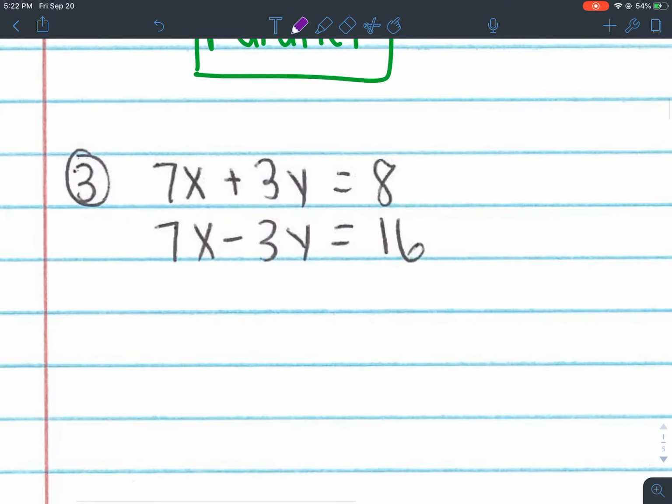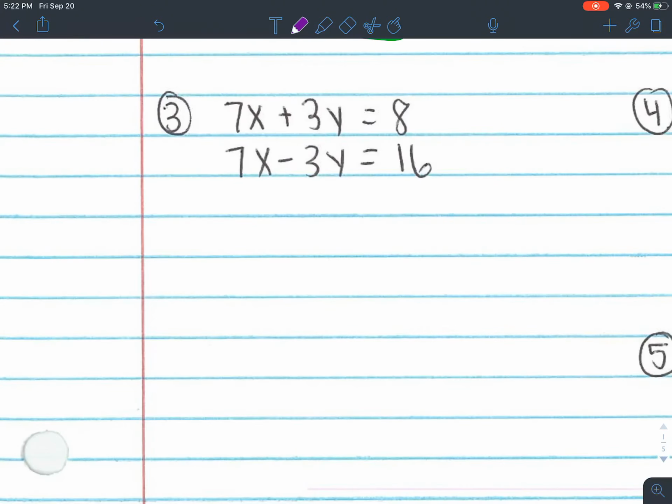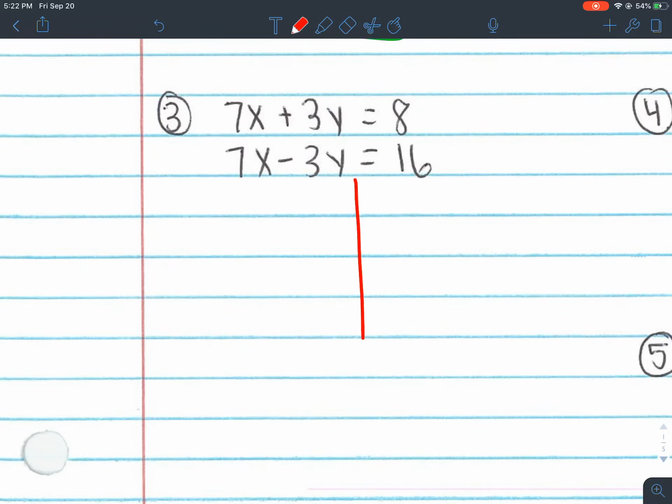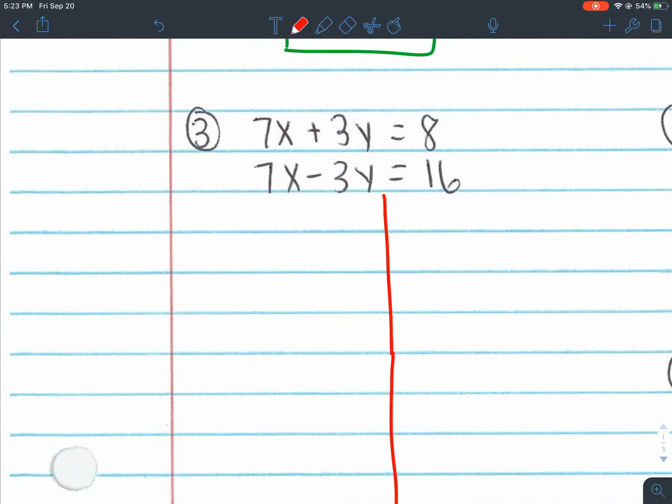All right, number 3. Now these are both in standard form, so I'm going to have to move them both out of standard form. So go ahead and split my workspace here so that I have room to do both. I'm going to put the pink one, which I'm going to star, on my left side. And then I'm going to put my second equation on the right side, 7x minus 3y equals 16.